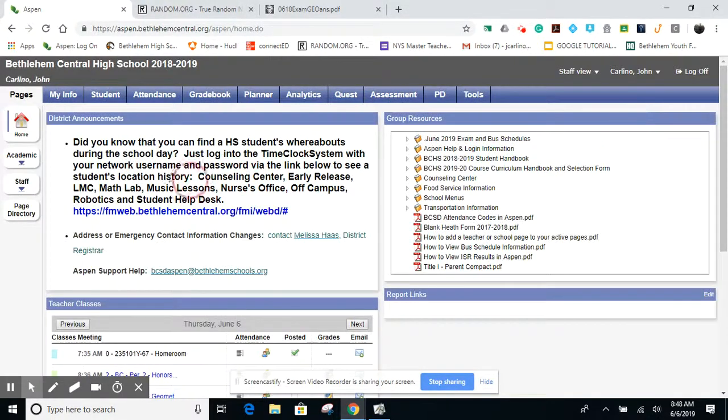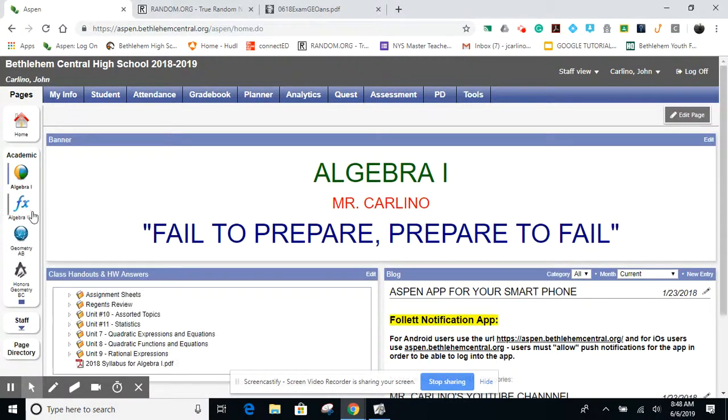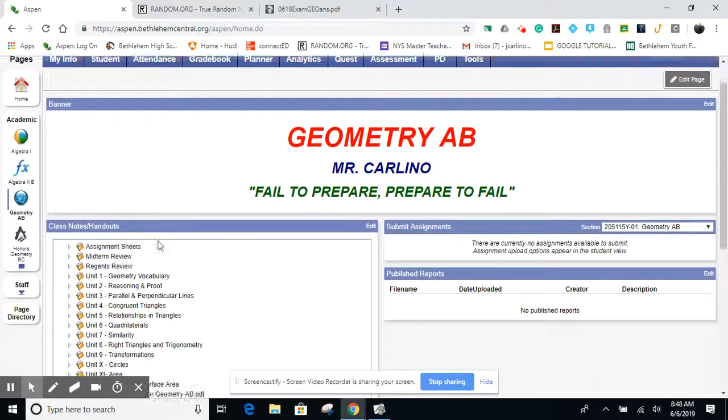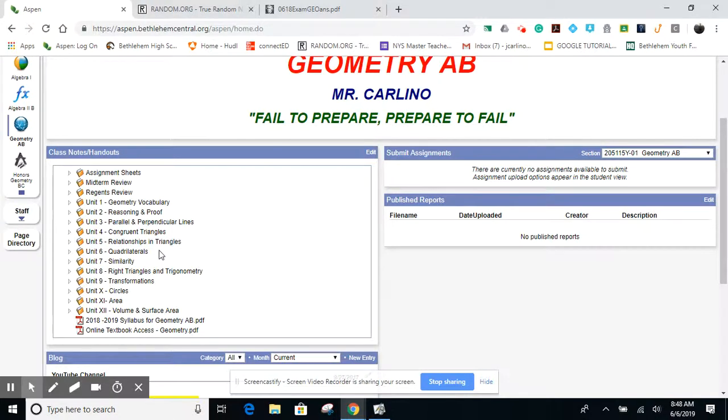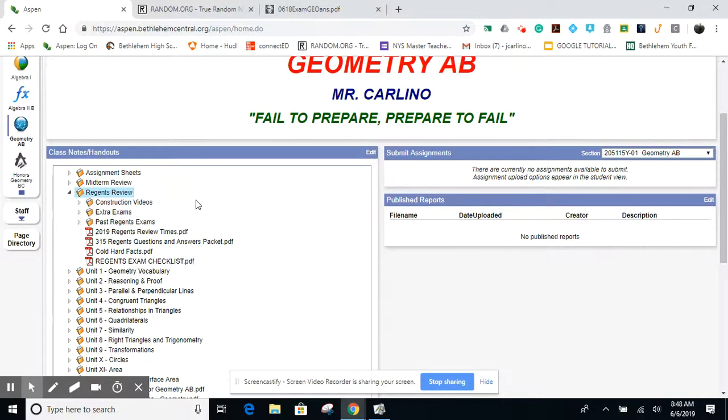Okay, so once you've added it, you can go ahead and open it up. And there's only one folder you are worried about, and that is Regents Review. Okay, so just open up that folder so I can show you exactly what's in there and how you can use it to your benefit.